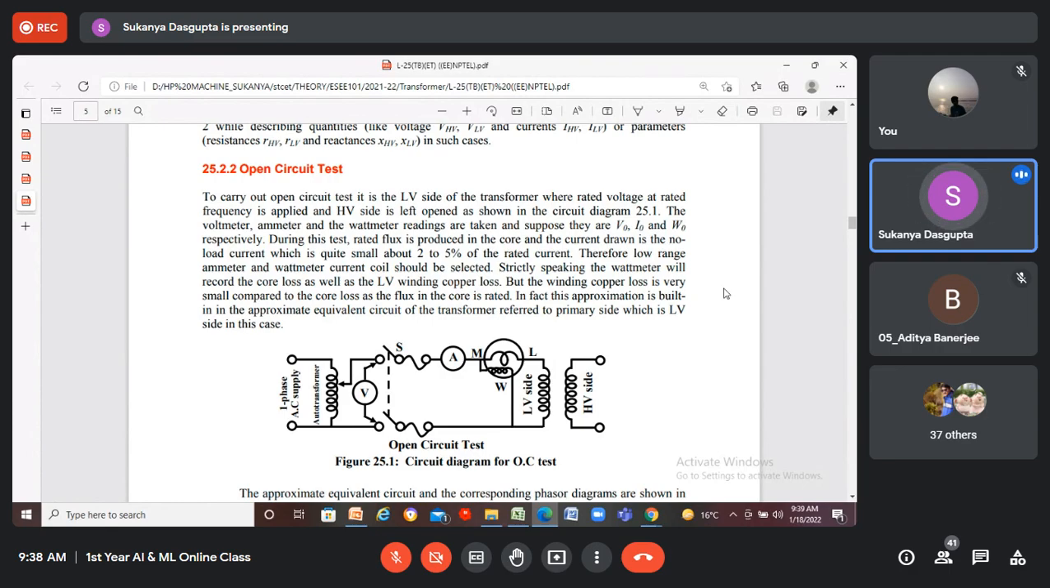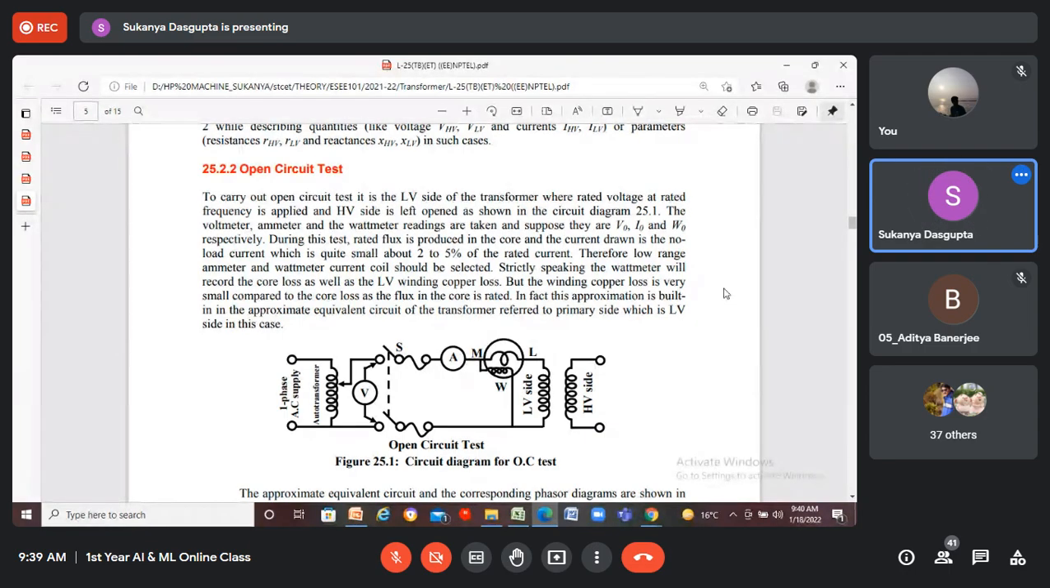Ideally, we assume these losses to be zero because we ignore the concept of leakage flux and its effect in the transformer windings. But in practice, no transformer is ideal, so these losses are unavoidable. So we need to measure them. Mainly the open circuit test is used to measure the core loss, that is the hysteresis loss and eddy current loss. And the short circuit test is mainly used to measure the copper loss or the ohmic loss.